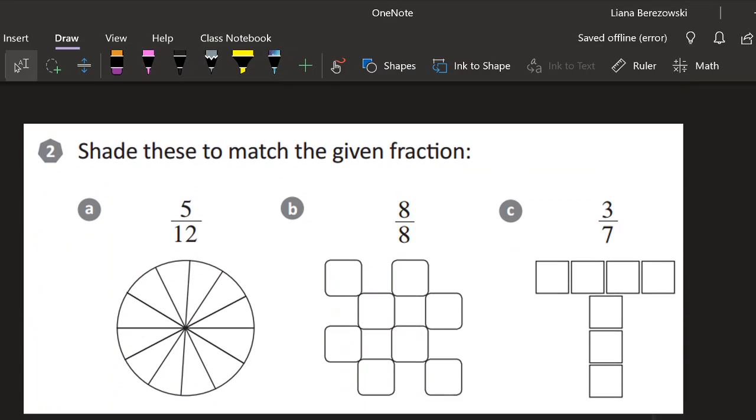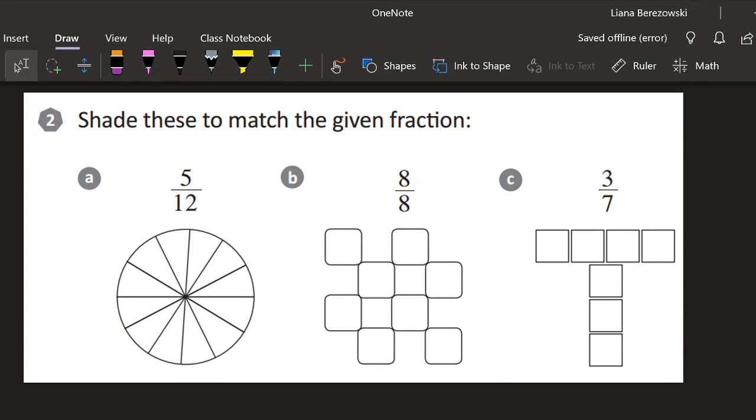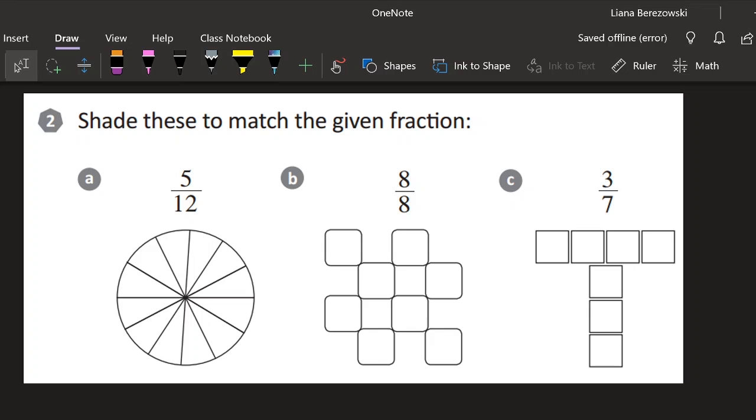Okay, let's try another set of examples here. Okay, so this one's a little bit different. It's sort of the opposite of the last question. So in this question, they're giving us the fraction, but this time we want to do the shading to match the fraction. Okay, so the first one here, we have 5/12.